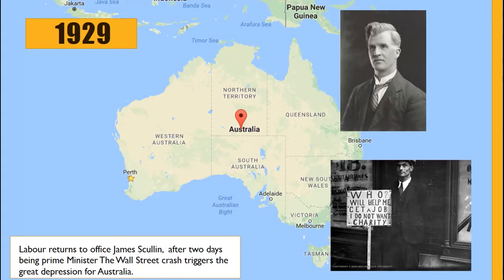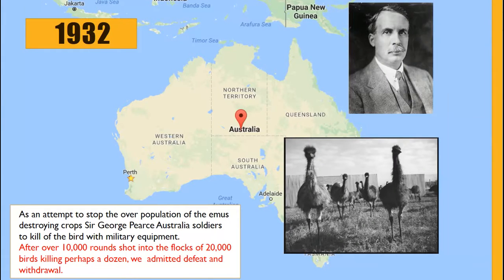After 2 days of being Prime Minister, the Wall Street crash triggers the Great Depression in Australia. In 1932, as an attempt to stop the overpopulation of emus destroying crops, Sir George Pearce asked the Australian soldiers to kill the birds using military equipment.